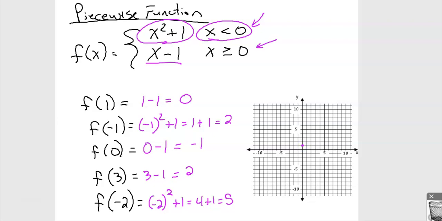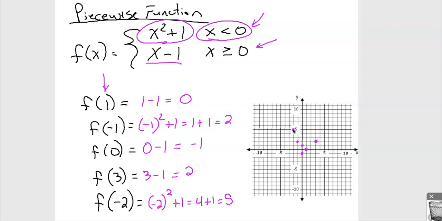Well, I guess we can make an XY chart. Well, we sort of did it already. We have, these are my XY chart values right here. So when I put 1 in, I get 0. When I put negative 1 in, I got 2. When I put 0 in, I got negative 1. We'll get to that. And when we put 3 in, we got 2. Negative 2, we got 5.